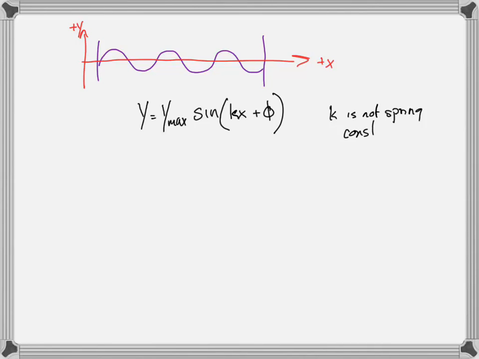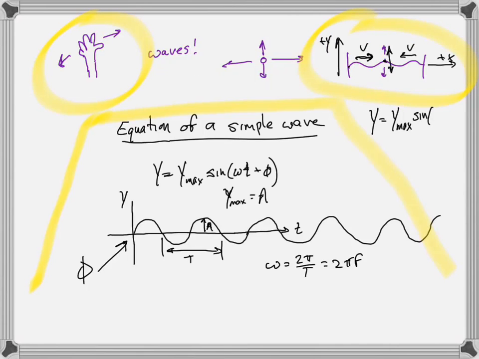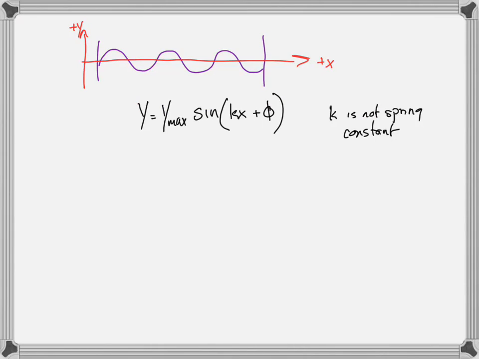And I'm going to show you that k is different than omega. So down here, it was y equals y max sine omega t plus phi. That's the time dependence. The spatial dependence is going to look the same. It's going to have the same function, y equals y max sine kx plus phi. K is not spring constant. K is actually called wave number. That's the name of the constant. It has nothing to do with spring constant. It just happens to have the same letter.